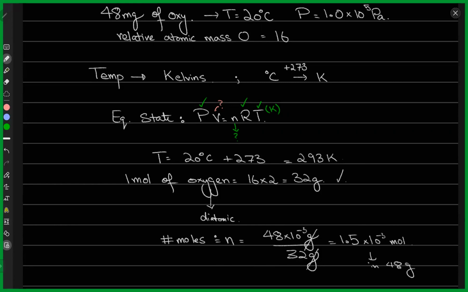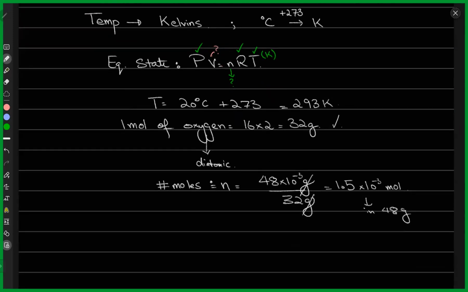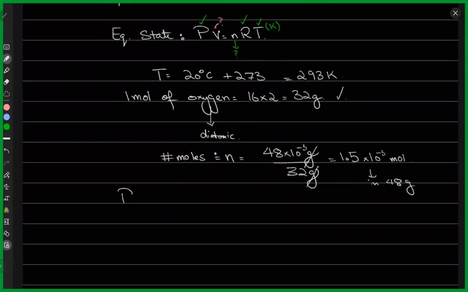All right, so now we have everything, right? We have P, we have N, R is just a constant that we always have, and we have T. We want to find V. So we can use this to find V. If I rearrange the above equation, V would be nRT divided by P, and then it's just a matter of putting in all the values. So you can hopefully do that.